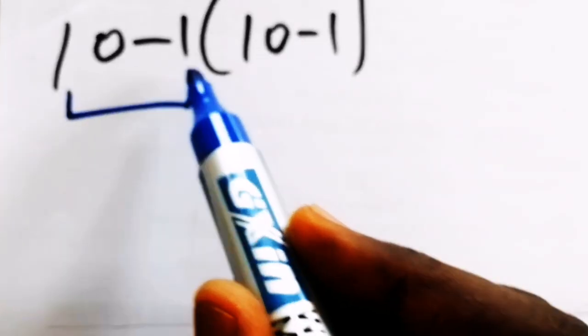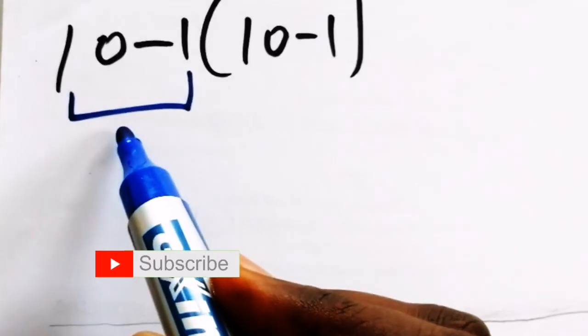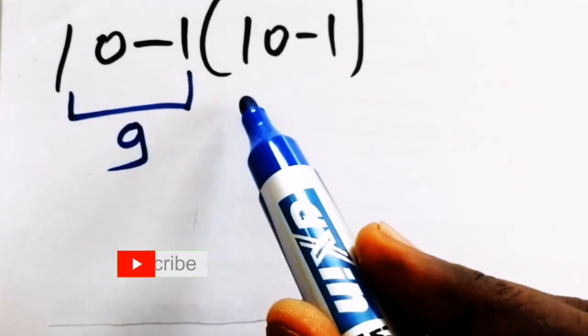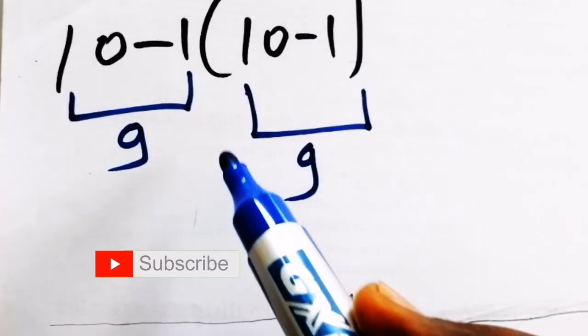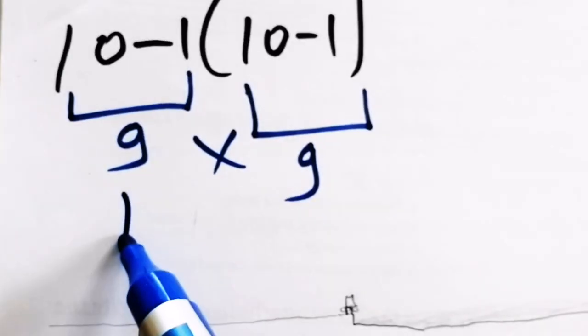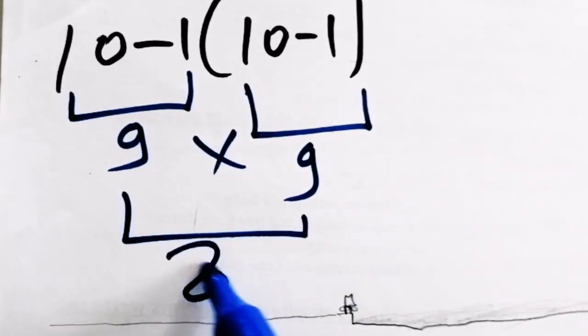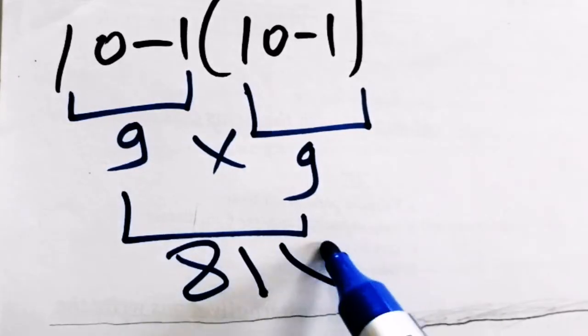10 minus 1 is equal to 9. And here in the parentheses also 10 minus 1, which equals 9. Then 9 times 9 is just 81. But this answer is not correct.